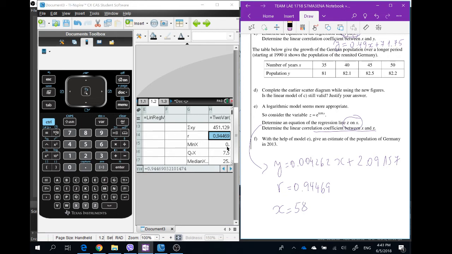I think this is it. 1990 plus 2015, it's 15, 25, 60, yes, 58, I think. Yeah, 58. When x is 58, I can calculate y equals 0.004262 times 58 plus 2.09157, and I will get the result.